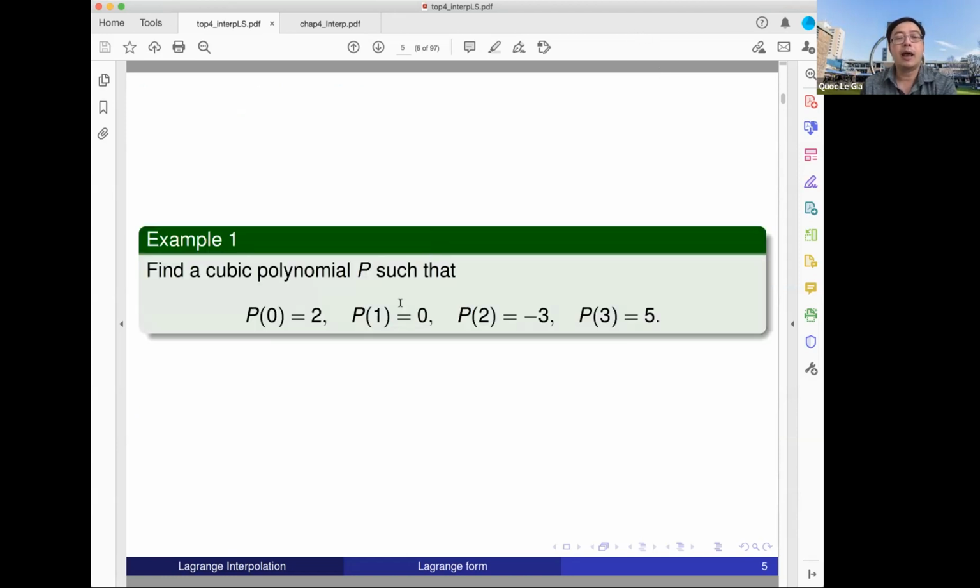Okay. So now take a simple example. Suppose I have 4 points: x equals 0, y equals 2, and x equals 1, y equals 0, x equals 2, y equals minus 3.